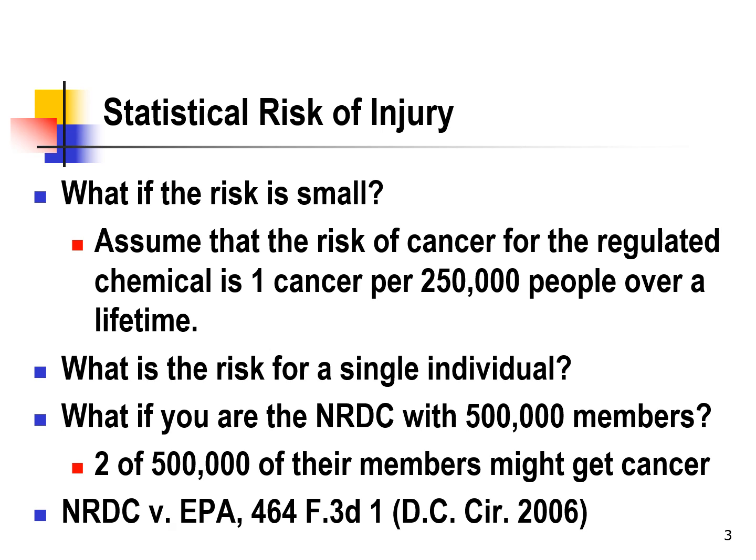On the other hand, if you were a large organization with a lot of members, say the Natural Resources Defense Council, if you had 500,000 members, then statistically at least 2 of those could expect to have cancer over a lifetime. And in one case, this was found to be enough to create standing to challenge the regulations.